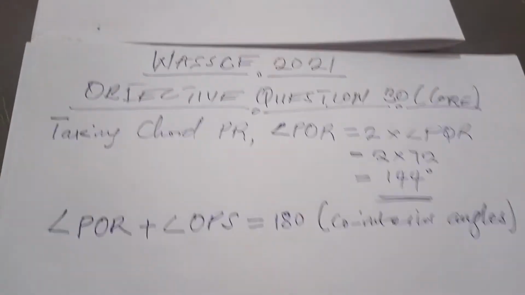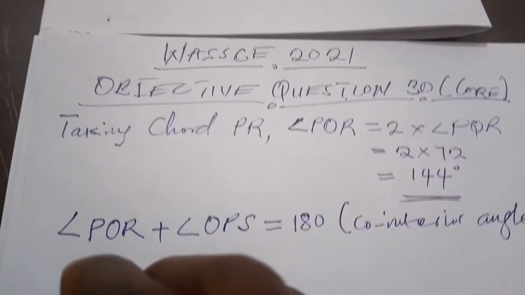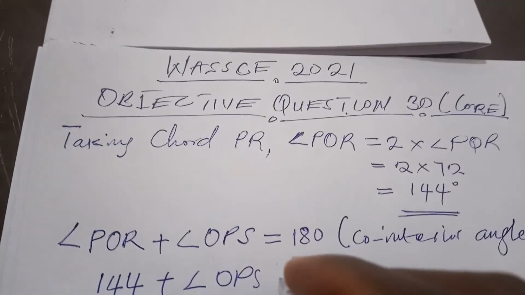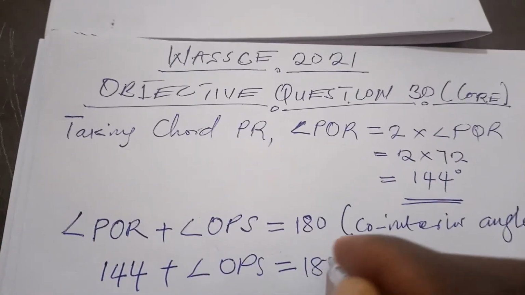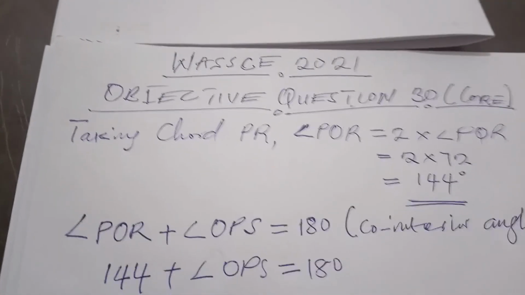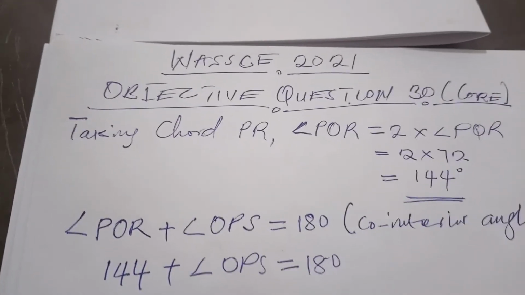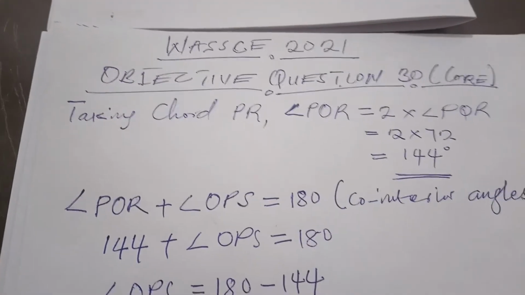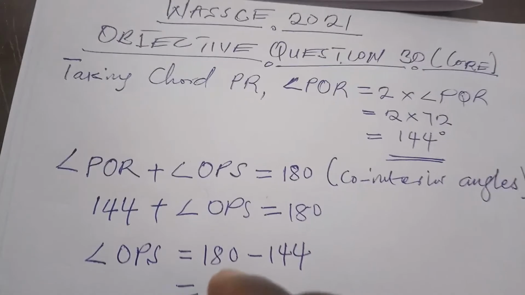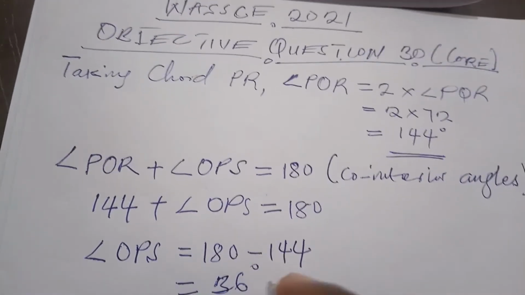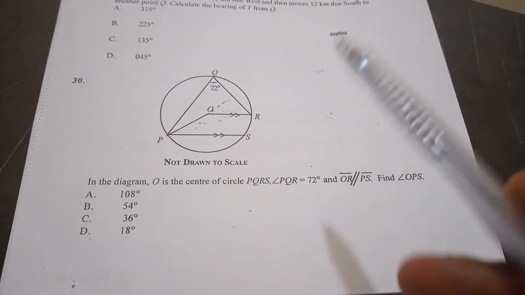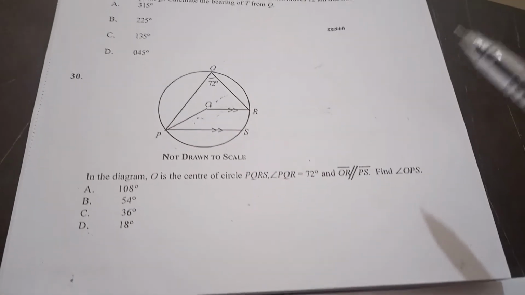Now we know POR as 144. So 144 plus angle OPS will be equal to 180. Angle OPS will be equal to 180 minus 144, which will give us 36 degrees. When we look through the possible answers there, our answer is option C.